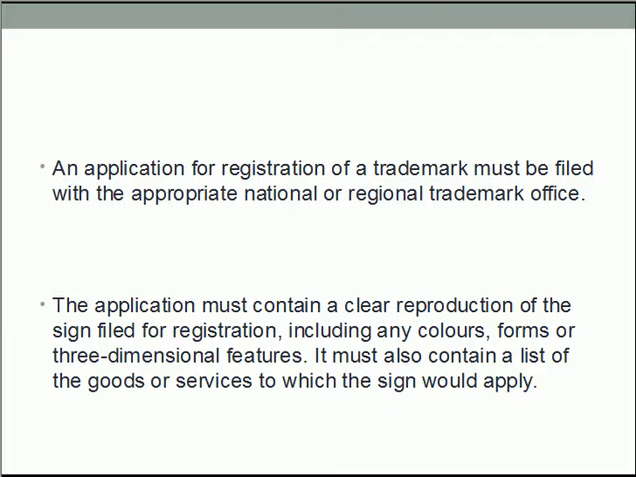The process of trademark registration is as follows. An application for registration of a trademark must be filed with the appropriate national or regional trademark office. The application must contain a clear reproduction of the sign filed for registration, including any colors, forms or three-dimensional features. It may also contain a list of the goods or services to which the sign would apply.